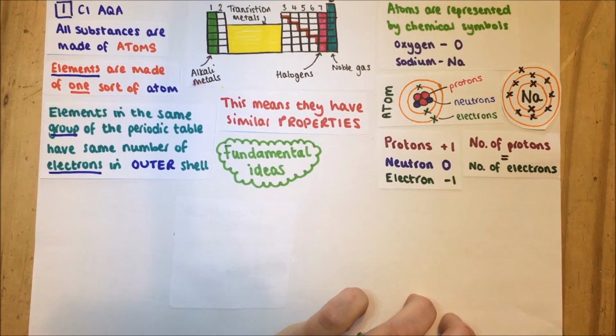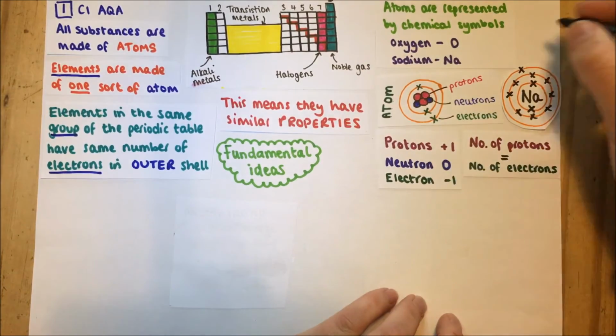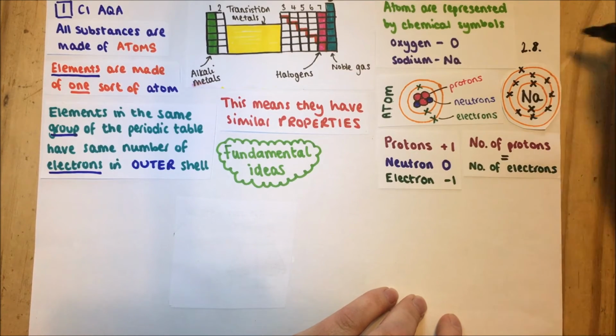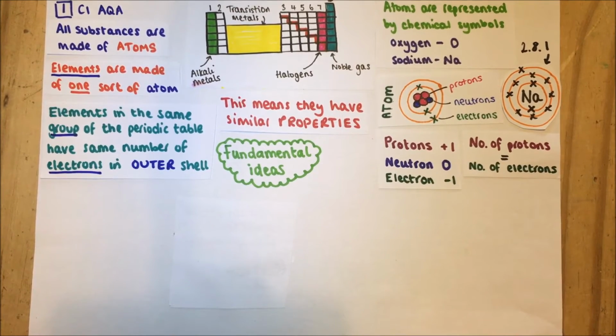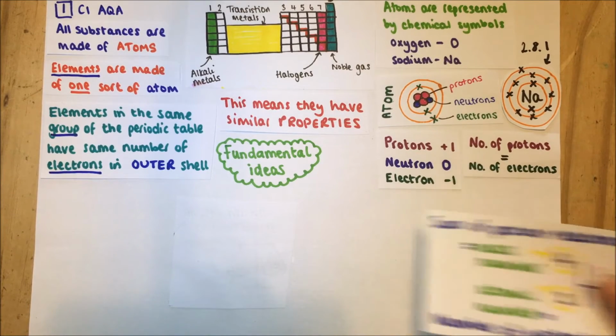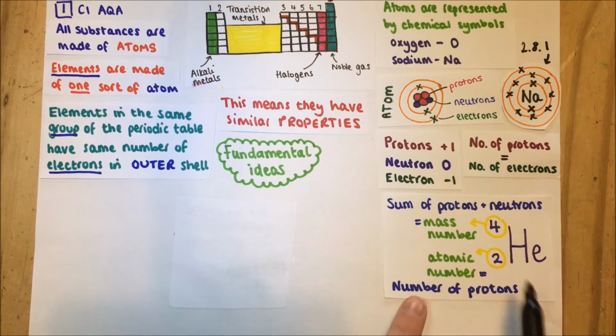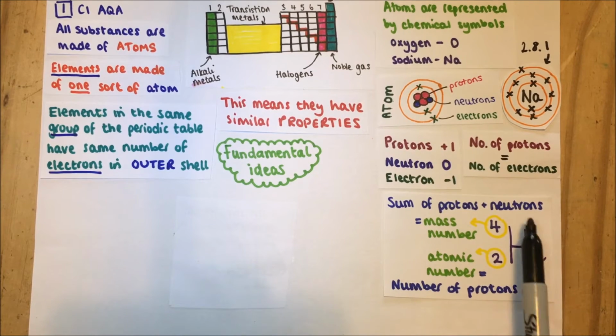If I was asked to write the electronic configuration of sodium, it'd be 2 in the first shell, followed by an 8, followed by a 1. And that's the number of electrons and how they're arranged in the shells for sodium. So you'll also get these here. You can see what I've already said on the periodic table.